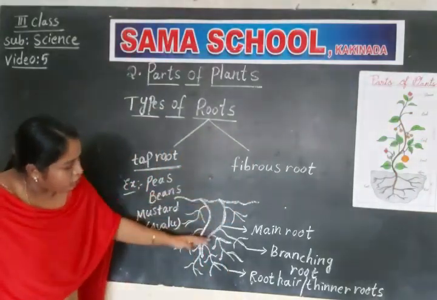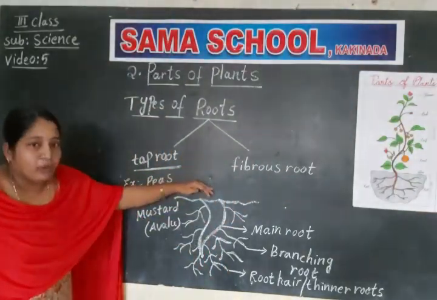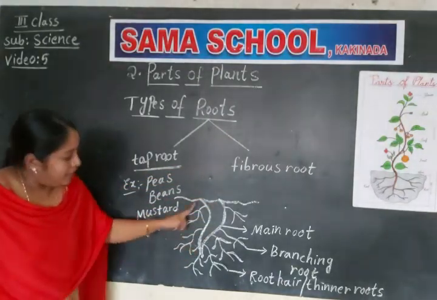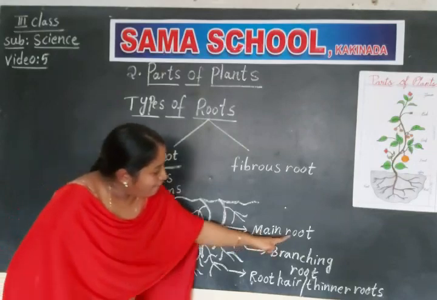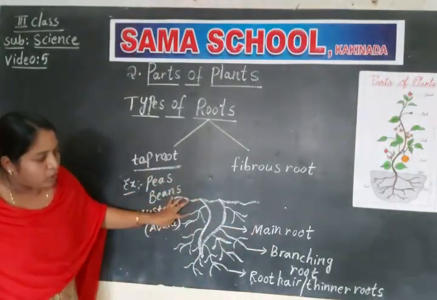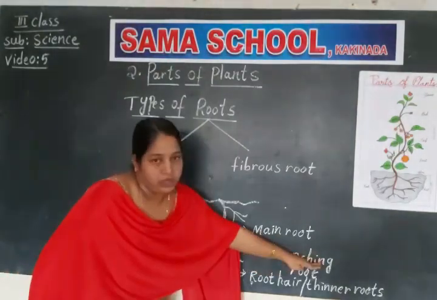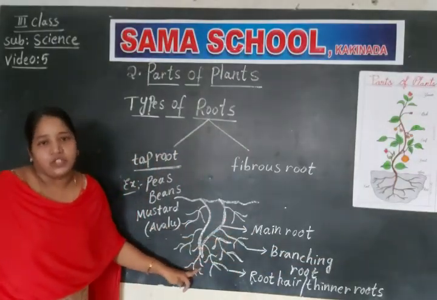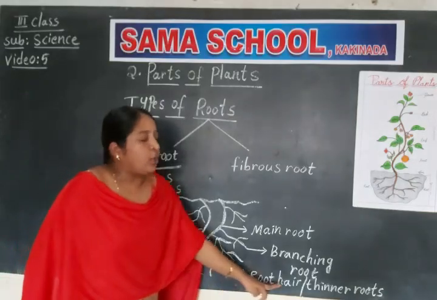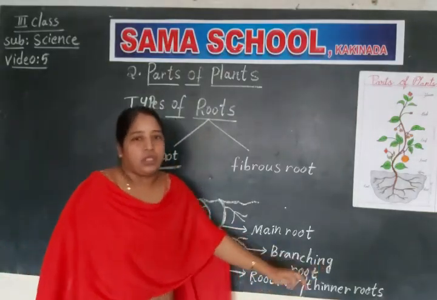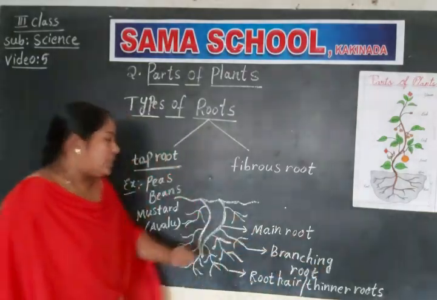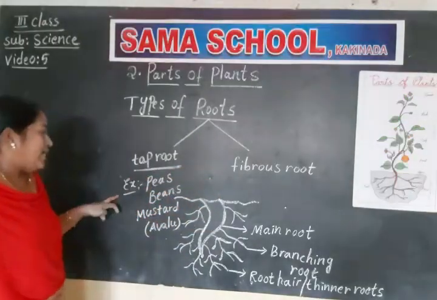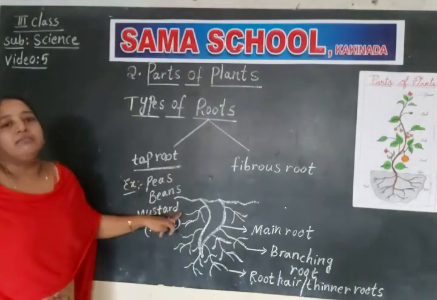So this is the picture of a taproot. In the taproot, you mainly see the main root. There is one big root that is called main root, and from the main root there are some branching roots, and on the branching roots we find some thread-like structures. They are called root hair or thinner roots. And you observe this type of taproot in plants such as peas, beans, and mustard.